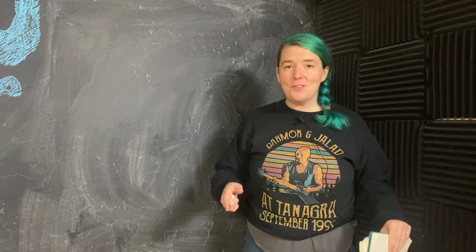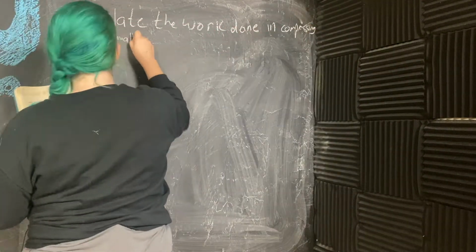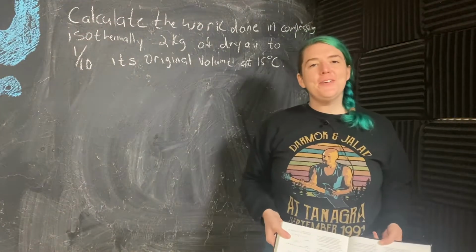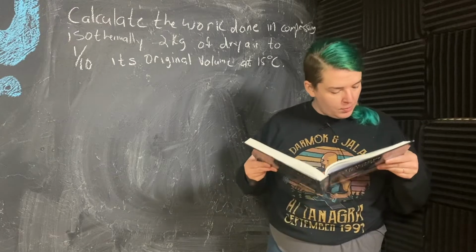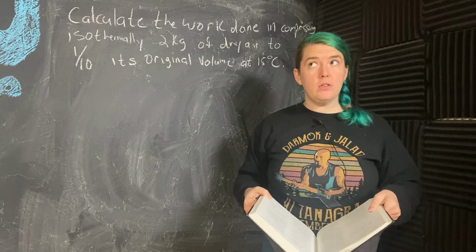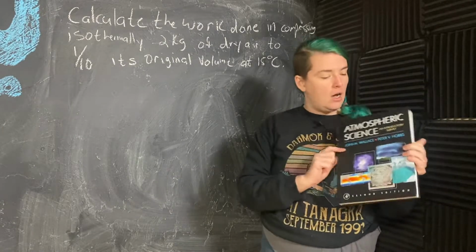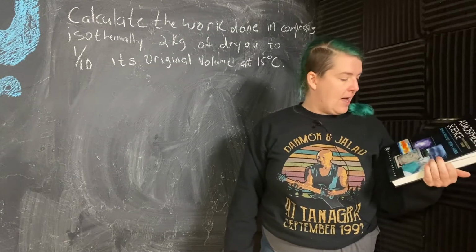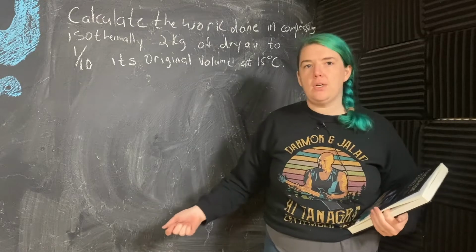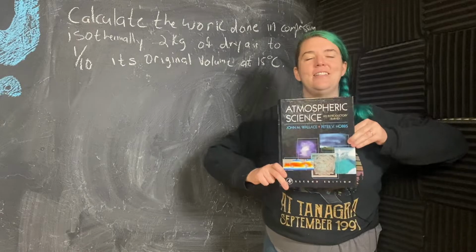Okay, team, first things first, I'm gonna write the problem down. A quick note that the problem that we're doing is problem 3.32, Atmospheric Science by Wallace and Hobbs. This is a really great textbook. It's a textbook we used for the first class I took in meteorology grad school. And yeah, it's a good book.